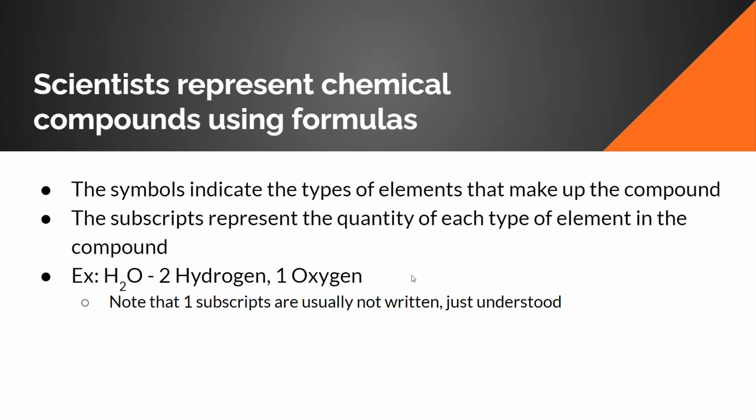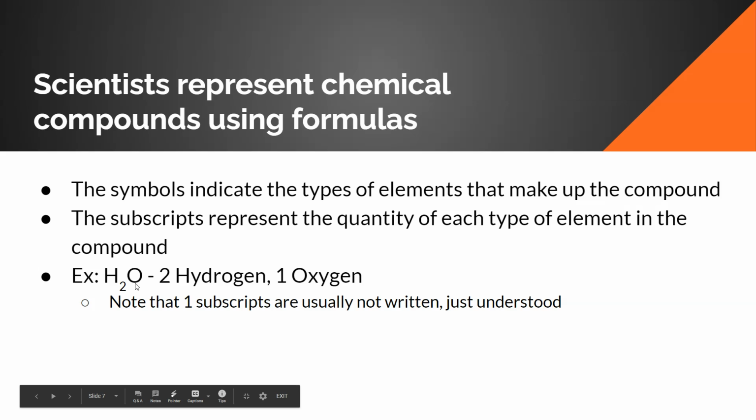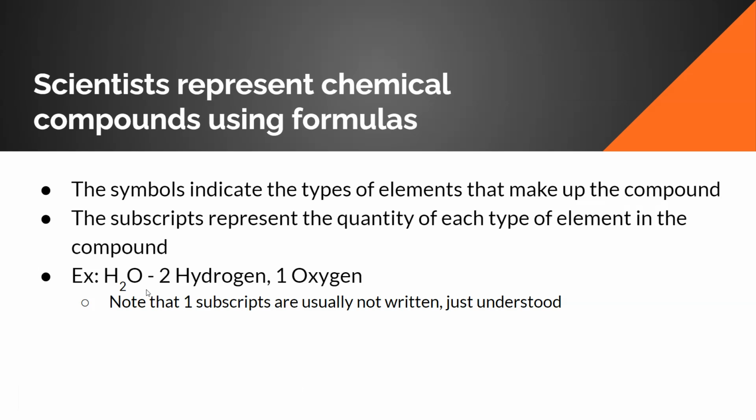When we're writing chemical formulas for compounds, the subscripts show how many atoms of each element are present. A good thing to note is that if the subscript is a 1, it is usually not written explicitly; it is implied. For example, H2O implies that there is 1 oxygen to go with the 2 hydrogens. They did not write the subscript 1 on the oxygen.